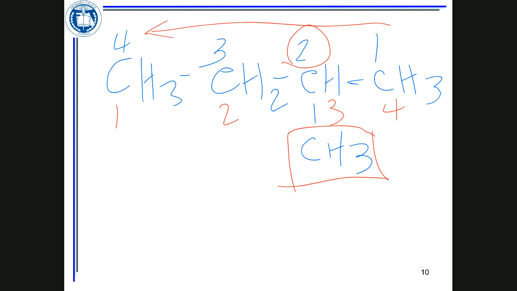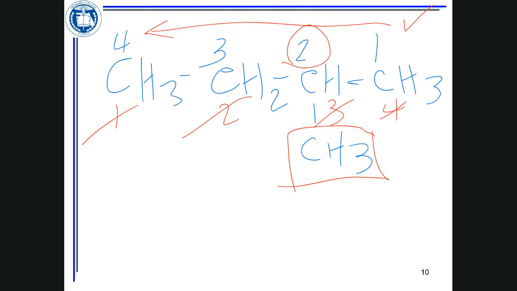And that is the correct way. If I number from the left side, the branch of methyl is going to be on carbon number 3, and that is wrong. So we cannot use the red sequence of numbers going from left to right, because it's going to assign a greater numerical value to the location of the branch. So rule number 1, find the longest carbon chain.